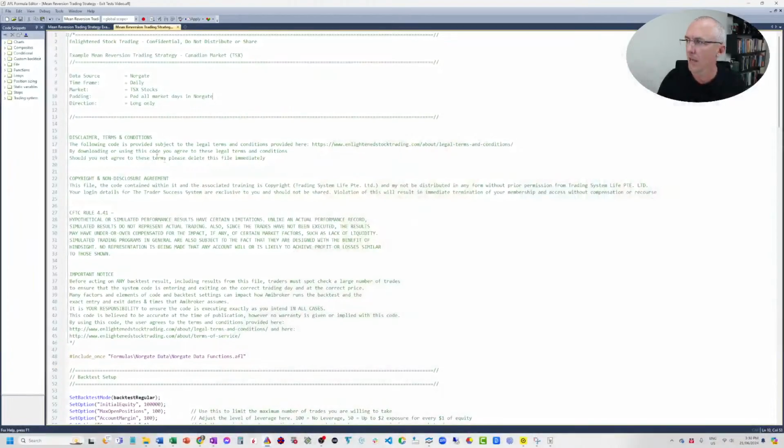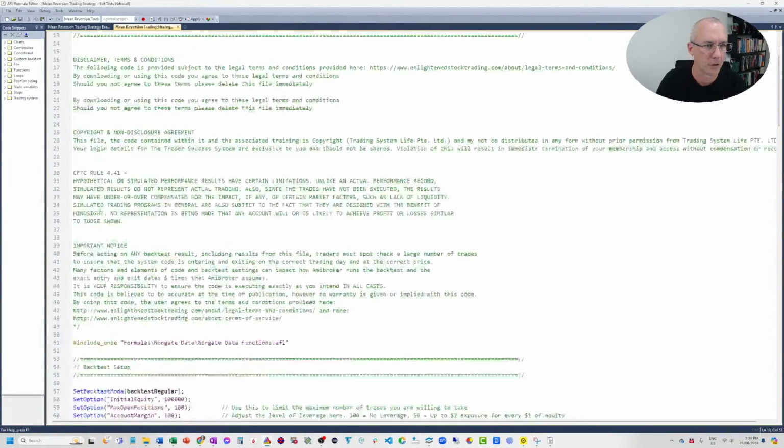Okay, so what's next? We've done the core system code. Let's have a look at all of the exits that I'm testing. So I've got a different copy of the code here. Let me zoom in.